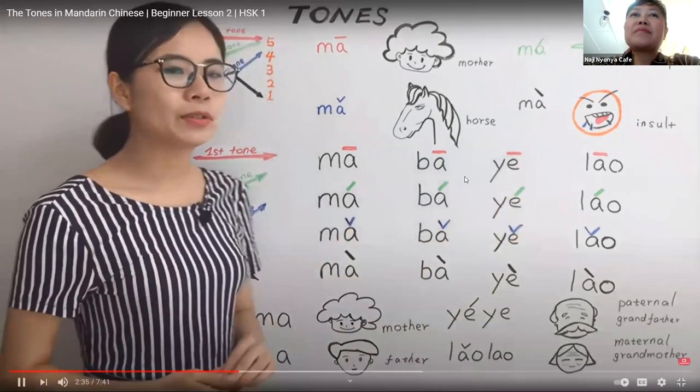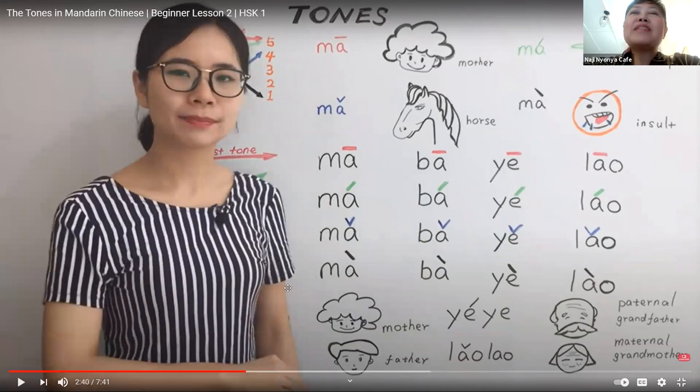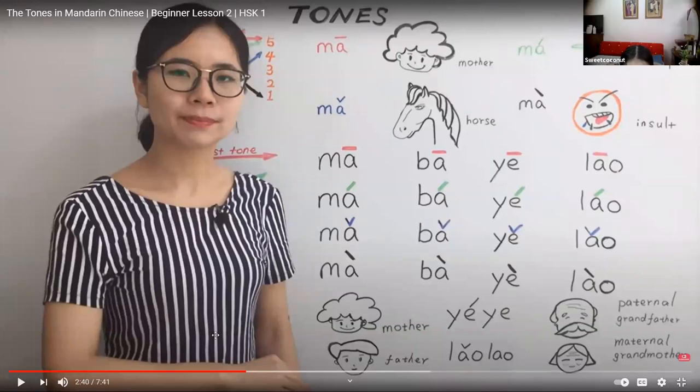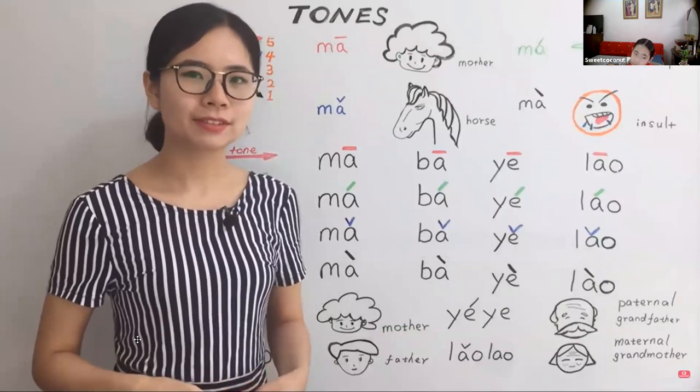Okay, the second tone is known as the rising tone. For this tone I will go like this. The second tone is pronounced similar to the rising tone in English when asking a question. For example, what? What? What? What? What? What? Now please repeat after me.